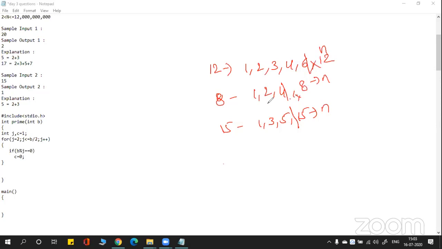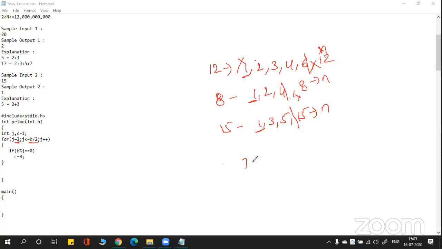That's why I wrote j less than or equal to b by 2. I am checking only up to half of the number, because this reduces almost half of the time in each iteration. And one more thing, for every number, the first factor, 1, is common. So I'm not taking 1, directly I'm taking 2. I did not include 1, and I did not include n.